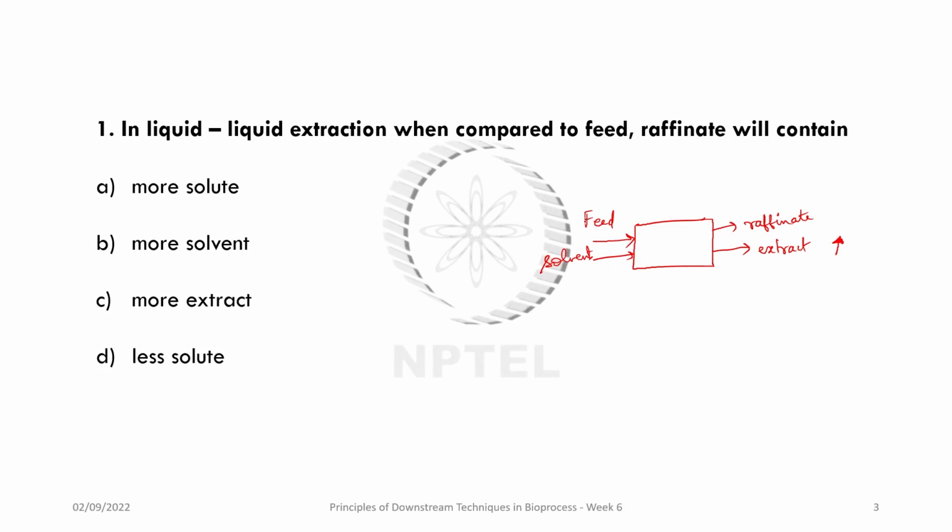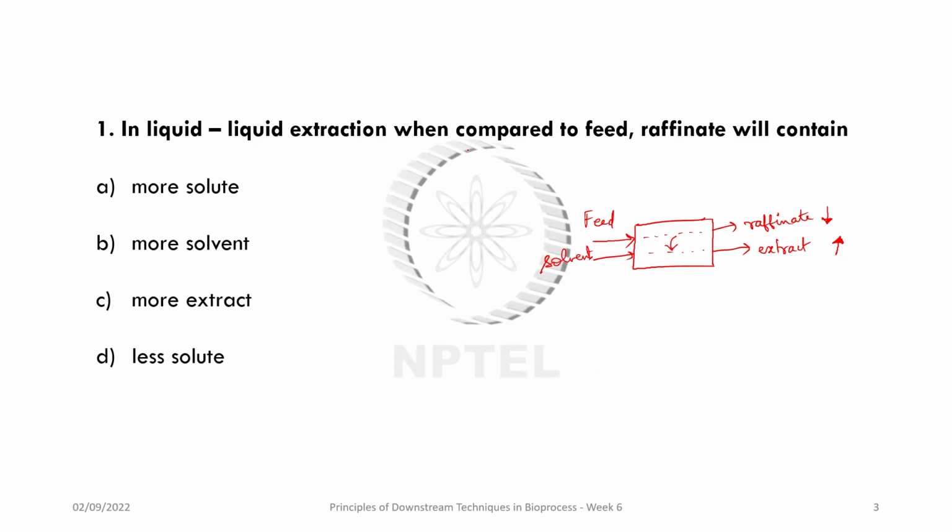And feed which initially has a greater concentration of solute will decrease when it comes out of the extractor as a raffinate. Why? Because there is an exchange of solute from the feed to the solvent. So does that help you? Thank you, Piyush. So thank you for the response, but think again. After this explanation, what do you think?